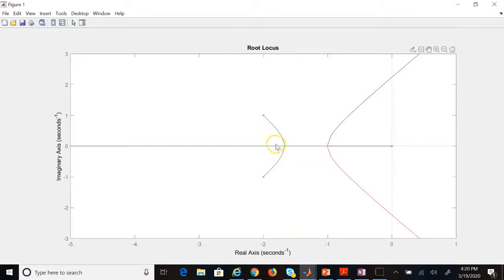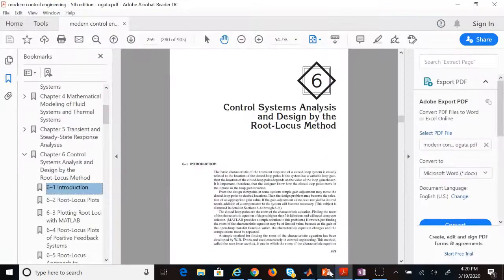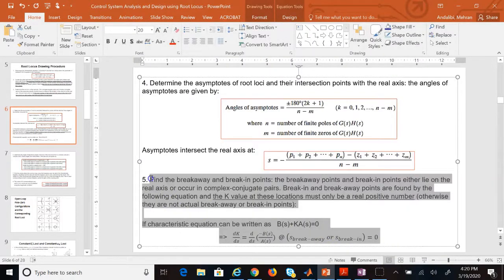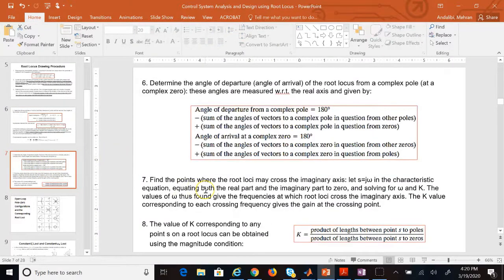-5/3, right? So the answer is yes, both of the breakaway points are correct. So far we found both breakaway points, okay? And we have done number 5. Now, what about the angle of arrival and departure?